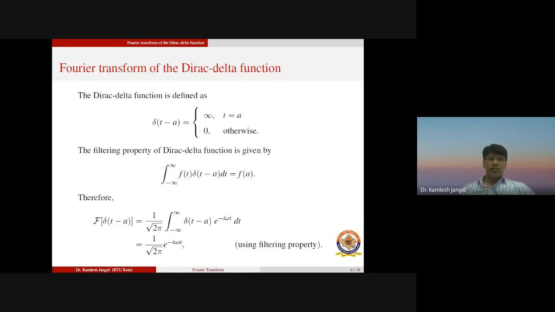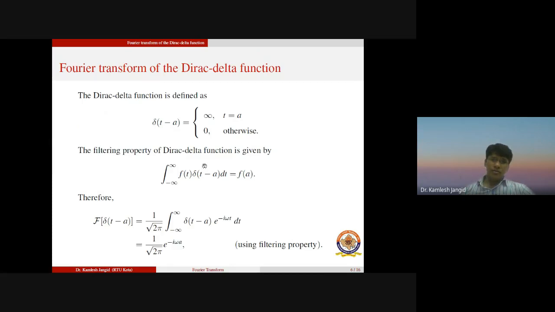Now, next one is the Fourier transform of the Dirac delta function. So, by the definition of the Dirac delta function, delta of t minus a equals infinity for t equals a, and it is 0 for other values of t. And we know the filtering property of the Dirac delta function, which we have already defined in the Laplace transformation lecture series. The filtering property of the Dirac delta function is given by integration from minus infinity to plus infinity of f of t delta of t minus a dt equals the function value at a.